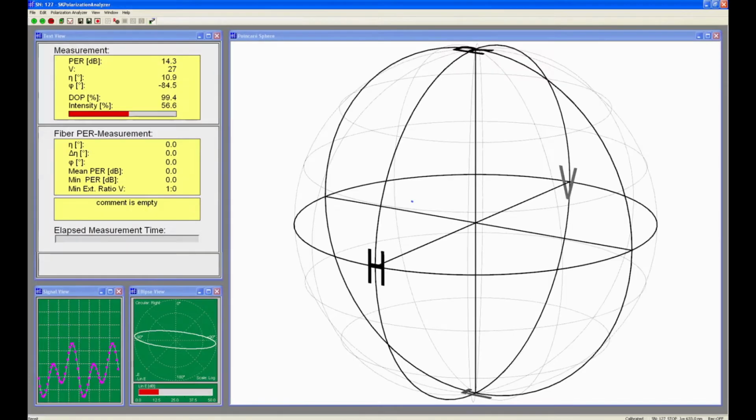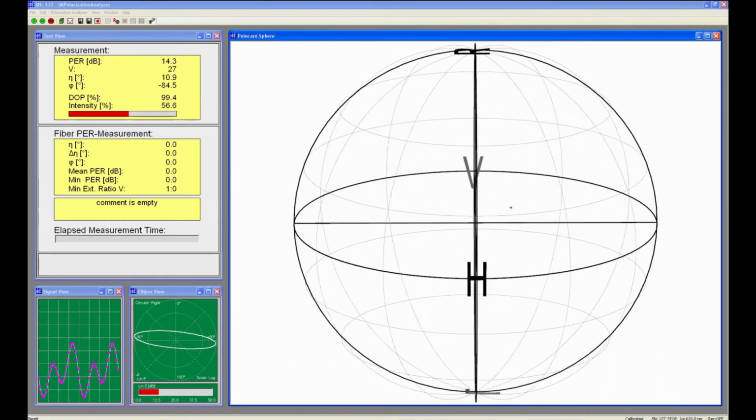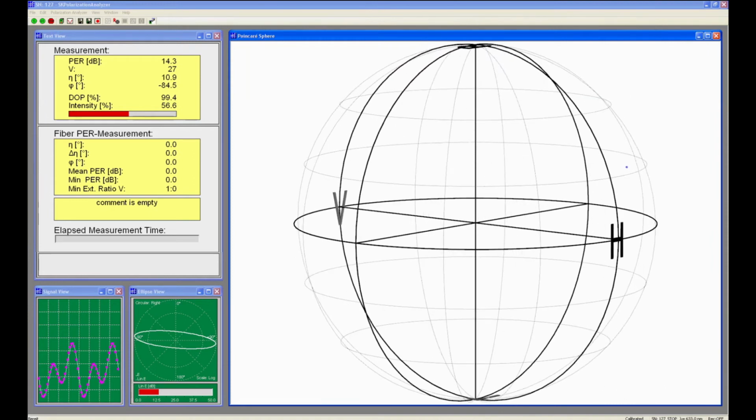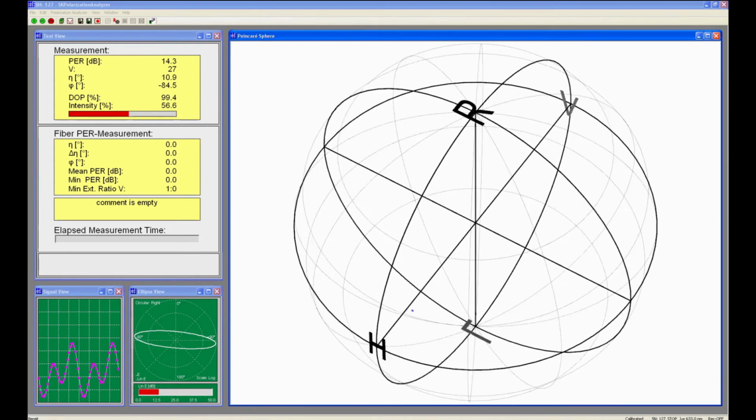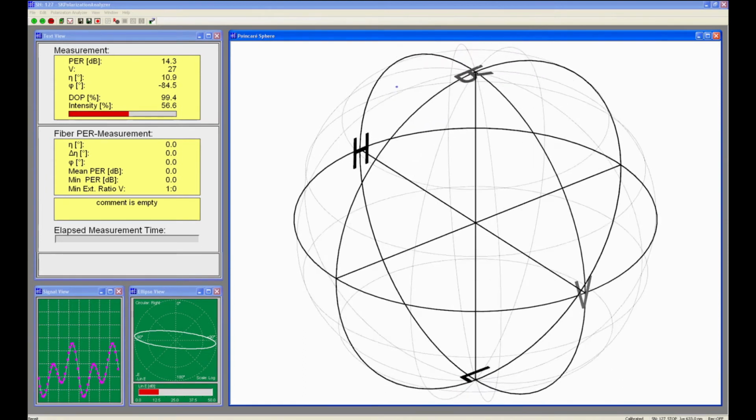With the software included, the state of polarization is depicted in real time on a Poincaré sphere. All linear states of polarization are mapped on the equator. Vertical and horizontal polarization are located opposite to each other. Circularly polarized states are on the north or south pole. Elliptically polarized states are found on the northern or southern hemisphere, depending on the sense of rotation.